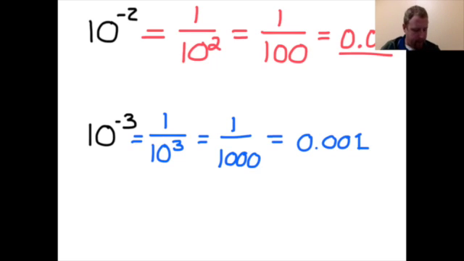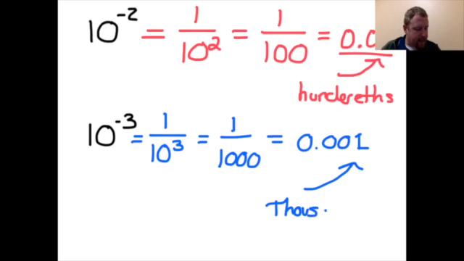Notice where the 1 ends up. Here it ends up in the hundredths place. And here it ends up in the thousandths place. How interesting. Hundredths place and thousandths place. So really what we have going on here is we are learning how to convert numbers that are in exponent notation, like these, into basically decimal notation, like these.